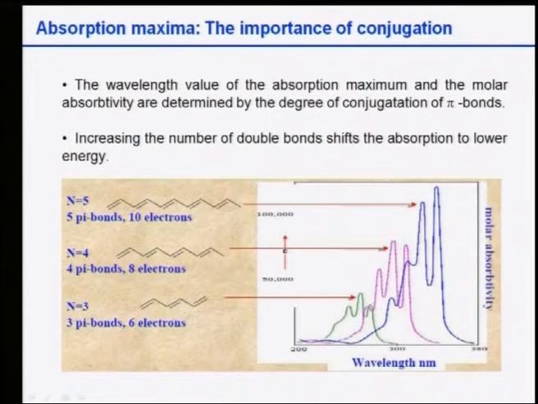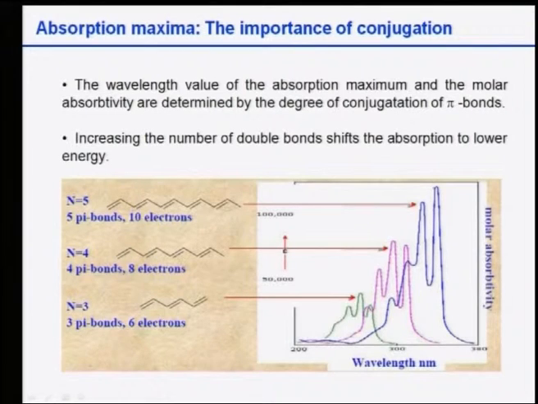The wavelength value of the absorption maxima and the molar absorptivity are determined by the degree of conjugation of the pi bonds. I guess all of you have the idea of pi bonds and how the conjugation can happen. If I show it for n equal to 3 to n equal to 5, the pi bonds increase from 3 to 5, and obviously the pi electrons increase from 6 to 10, and that is how you can see the molar absorptivity peaks and wavelengths changing.